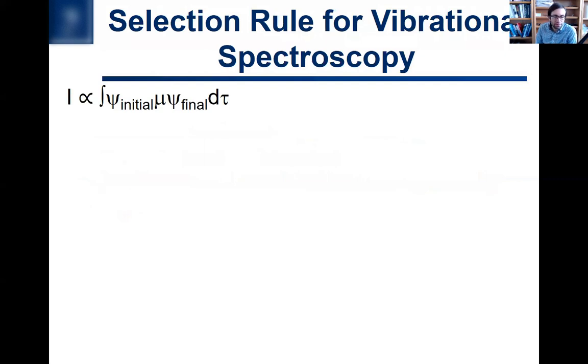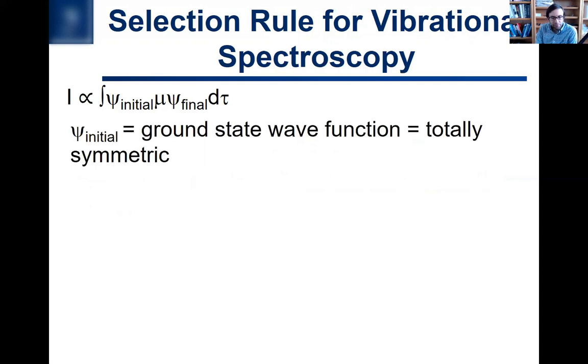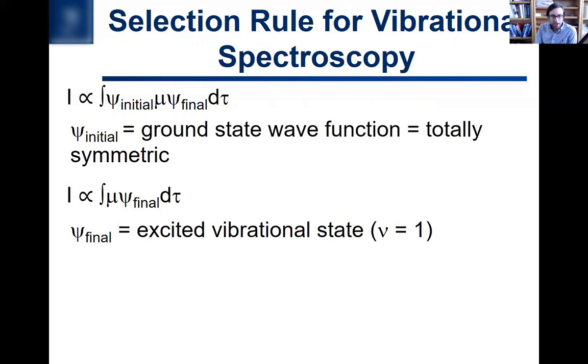And so for that reason, the Raman spectra are a lot easier to interpret in most cases than the corresponding infrared spectra. So again, we have this intensity rule, just generally for vibrational spectroscopy, where it's an integral of psi initial times the transition moment operator times psi final times d tau, the differential across all space. Psi initial, remember, is the ground state wave function that's always totally symmetric. So it gets a symmetry of A1 or A1G, something like that, ones across the board. And so because we're multiplying everything by 1, psi initial just drops out of the equation. And we're talking about this excited vibrational state, which is nu equals 1.